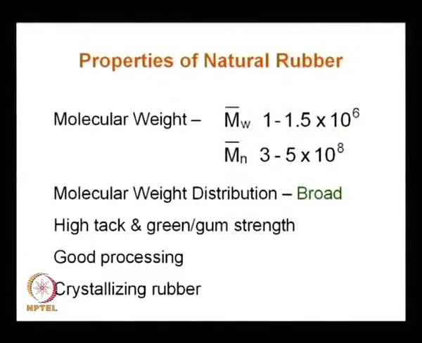Green strength means that after making a rubber compound, when we give it a green shape prior to curing, the strength of the shaped item prior to curing is known as green strength. That is under green condition; it is not fully formed or fully cured. High tack, green strength, gum strength and good processing characteristics are available with natural rubber, and it is a crystallizing rubber: unstretched it is amorphous, but if you stretch it, it develops crystallization, that means crystallites are formed. So it increases the tensile strength. That is called stress-induced crystallization, or strain-induced crystallization. The polymers that show this behavior are known as crystallizing polymers.